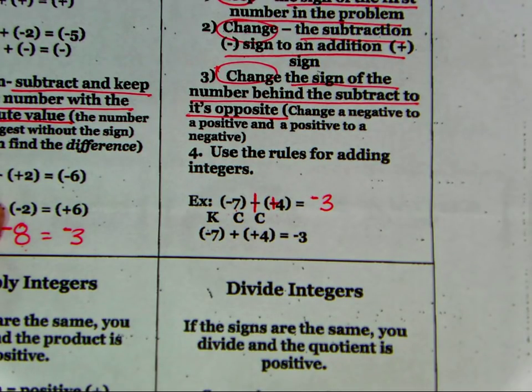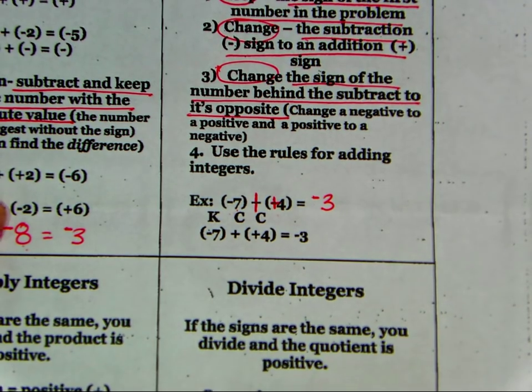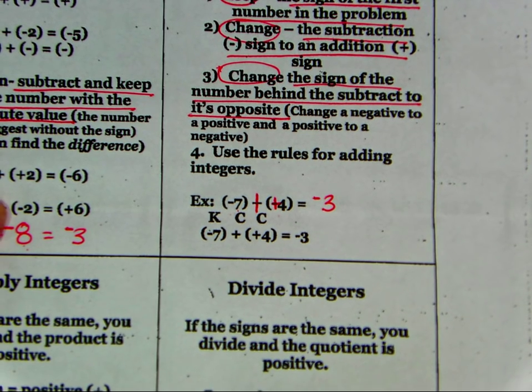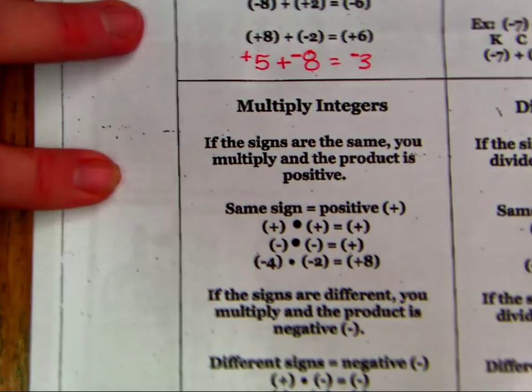Remember, this is just a little start of the notes. We're going to go through these little rules, and then we're going to go to our page. We're actually going to put some stuff into practice, and it'll start to make more sense the more you do it. Okay? All right, let's look at multiply. I like multiplying integers because it's easy.